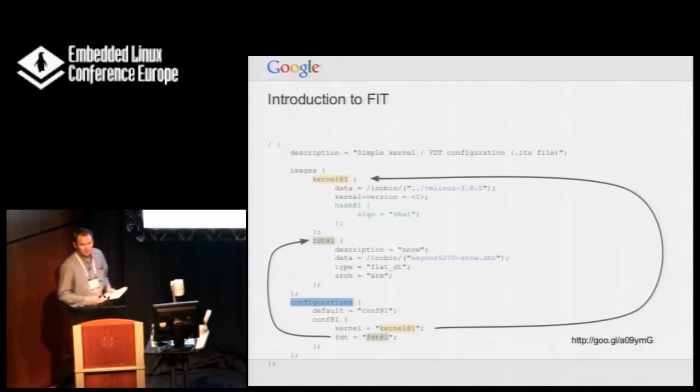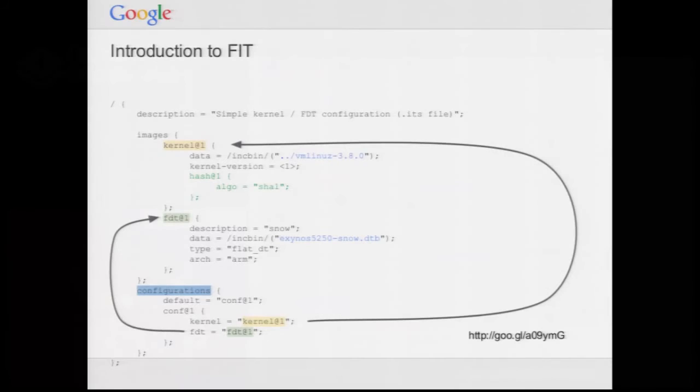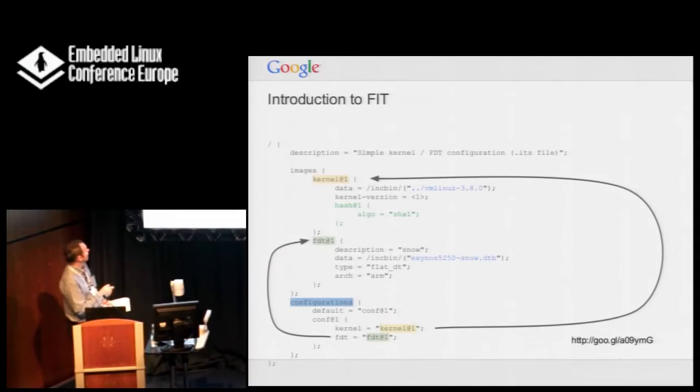So since you don't know what FIT is, this is what FIT is. It's essentially a device tree which contains images inside it. So if you look up here, we've got a kernel image, we have an FDT, a device tree image. Here's the kernel binary, here's the device tree binary, we have some metadata and so on. The kernel is being hashed with the SHA-1 algorithm and the hash will land up in that place there. And down the bottom we have a list of configurations. Here's a configuration that boots kernel 1 and FDT 1.